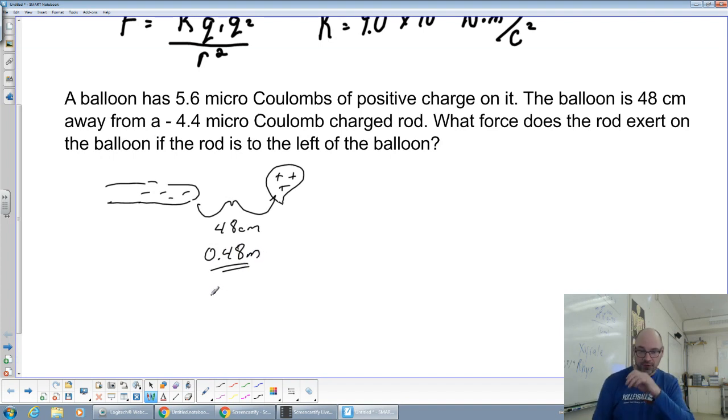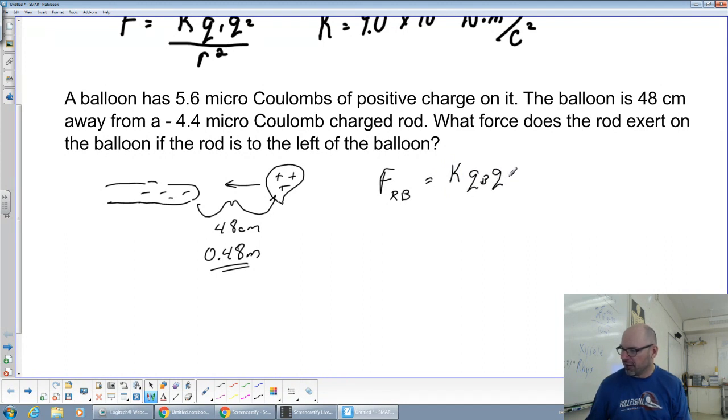Coulomb formula. So the force of the rod on the balloon, we'll write R on B, is going to equal, now if this is positive and this is negative, they're going to attract each other. So the rod is going to pull the balloon towards it, so it's going to be towards the left. So this is going to be k times the charge on the balloon times the charge on the rod over the distance squared.